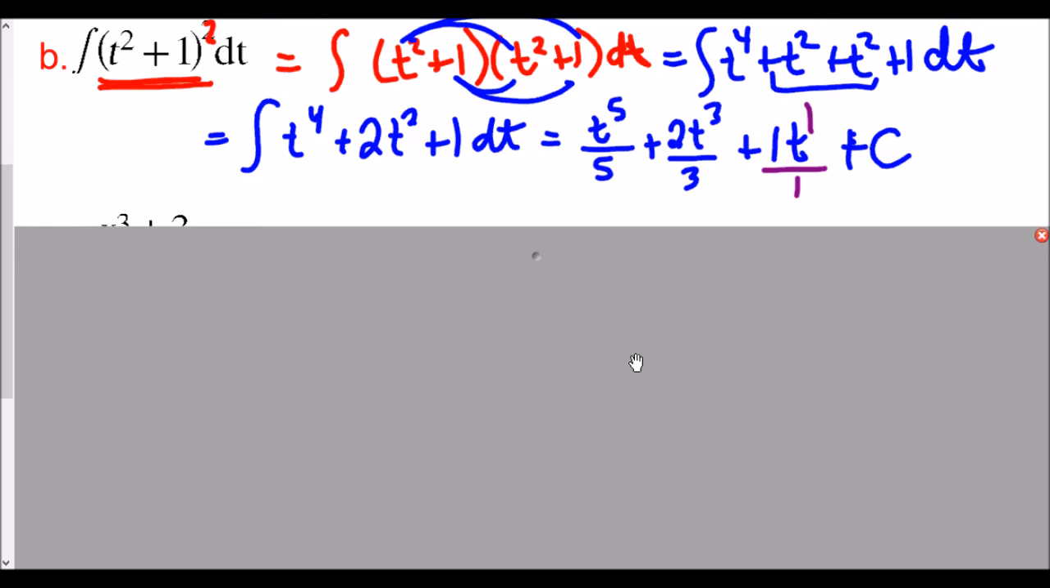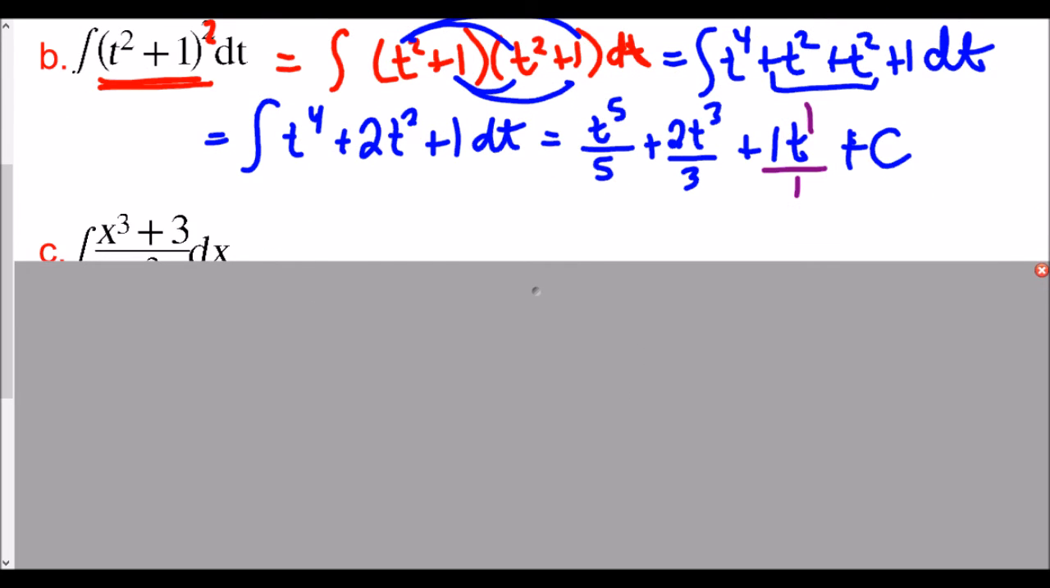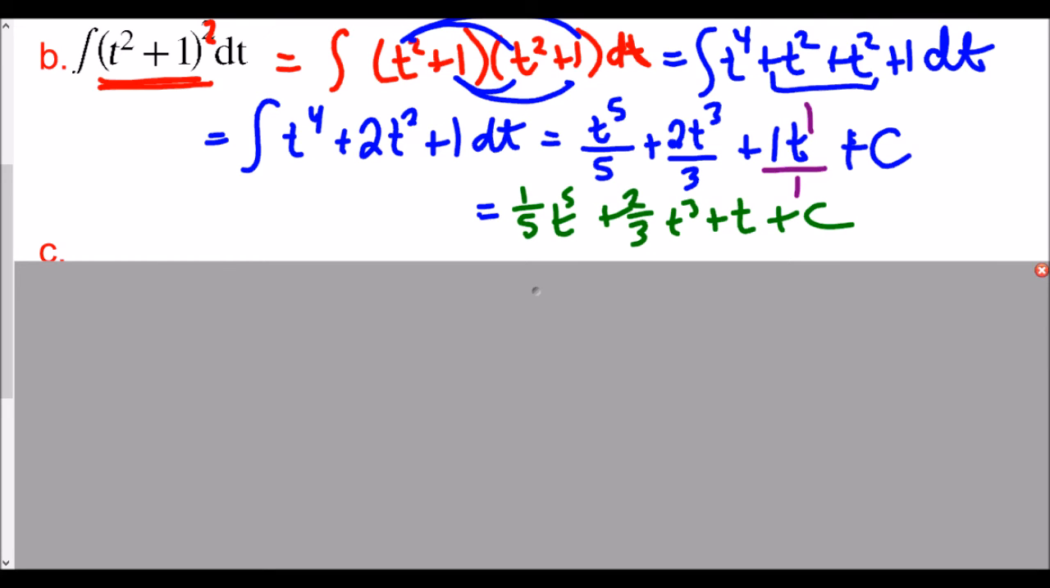And then we can simplify this answer. If you wrote your final answer like that, that would be fine. I just want you to know that it can be simplified. So this could be written as 1/5 t to the 5th. And this could be written as 2/3 t cubed. That can just be written as t. And then we have plus c at the end. So either one of those last two would be fine as your final answer. I just want you to be aware of what could happen.